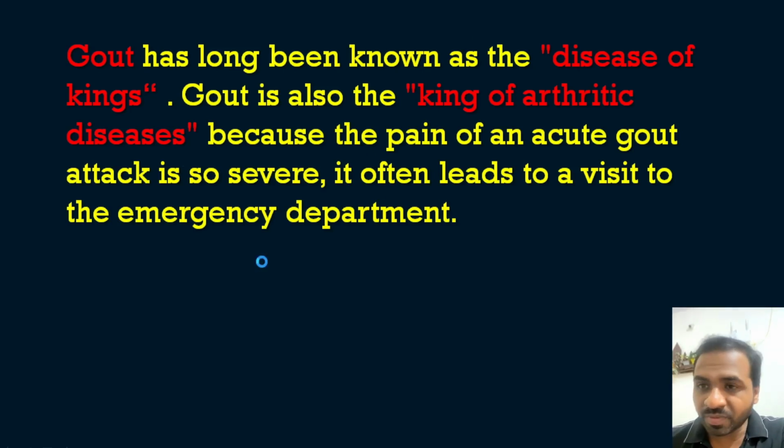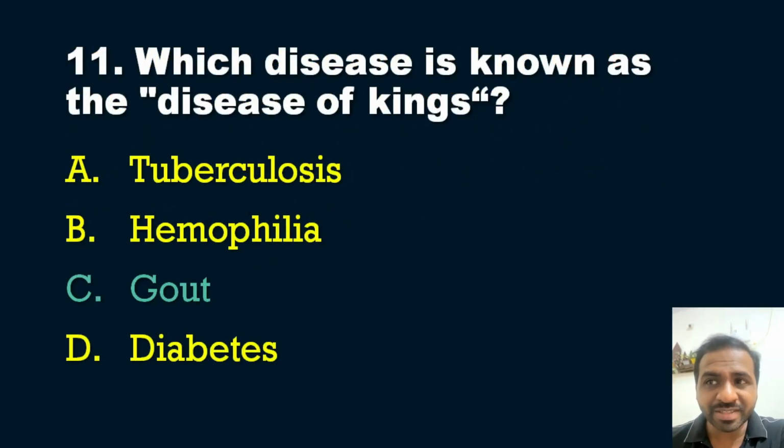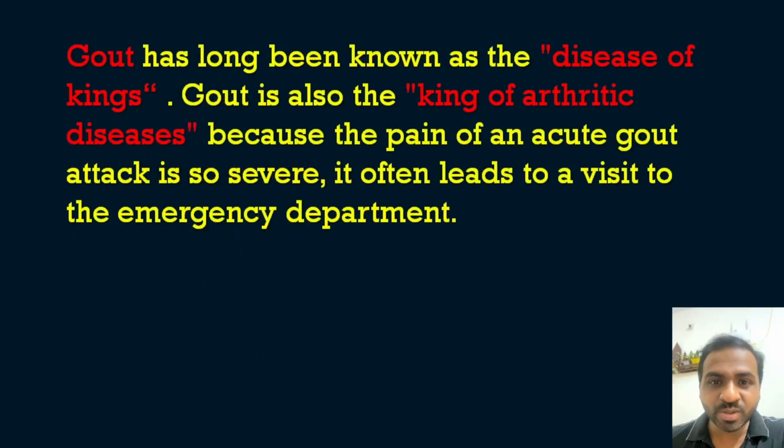Then we know that TB was considered the king of diseases. And hemophilia is sometimes called the royal disease. So just additional information for you from this question. I think that also is clear for you now.